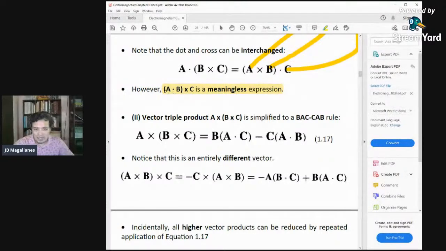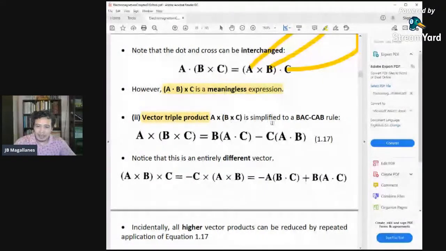So this is meaningless. Then we go to another triple product called the vector triple product. And this is represented by this expression. A, this is a vector, magnitude and direction, of course, is required. And then you have B cross C, which is also a vector. So this one is a valid expression. It's a valid quantity. So you have a vector crossing a vector.